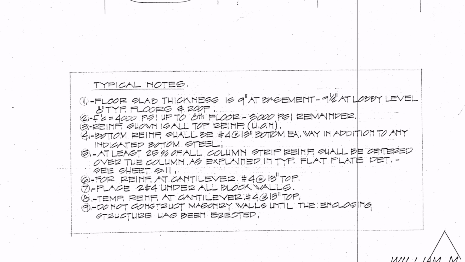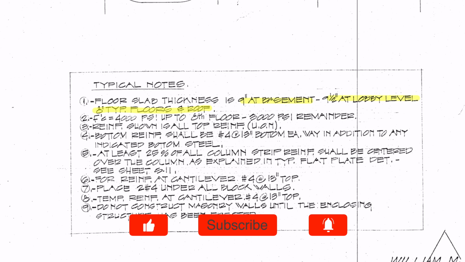So moving up to the second floor plan, we can see that they've provided some typical notes. Now these notes are really important, and they provide us with some critical information about the building. The slab thickness for the lobby level is 9.5 inches, which is about 240 mil, and the slab at the basement is 9 inches, which is about 225 or 230 mil.